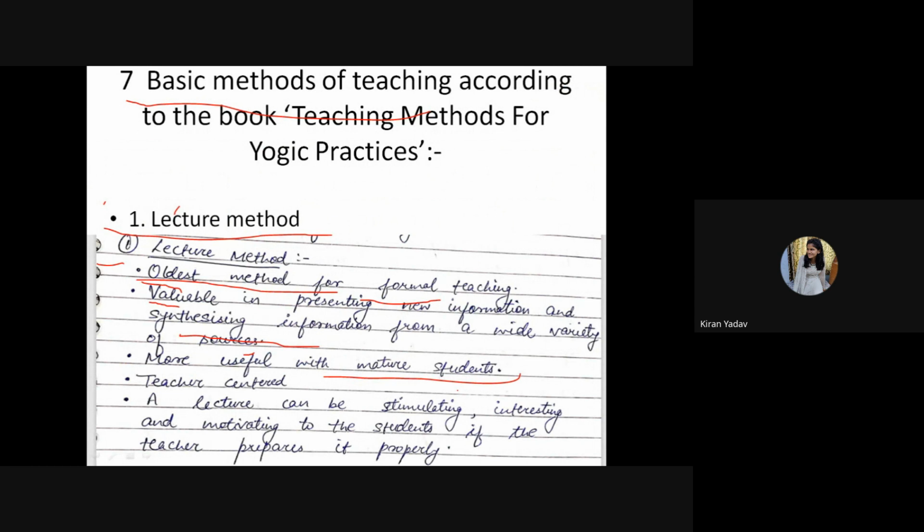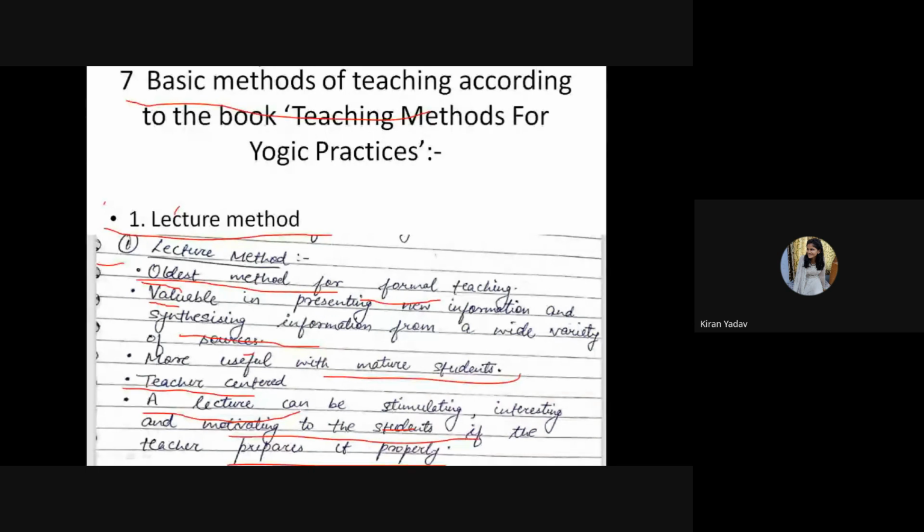So there is a drawback also: it is useful for mature students, no doubt, but if the students are immature, we can't apply this method effectively, because immature students have less attention span and may get distracted easily. So this method is not useful for them. This is teacher-centered, as Sakshi ji told. A lecture can be stimulating, interesting and motivating to the students if the teacher prepares it properly. It depends on the teacher how he uses this method. It all depends on the teacher.